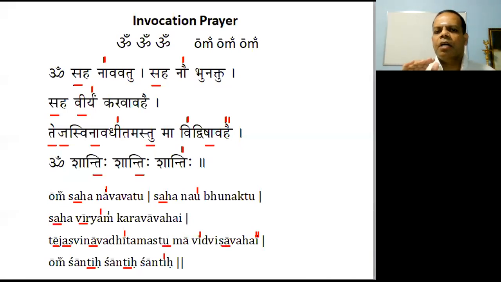Om. Sahanaavavatu. Sa is lower. Sahanaavavatu. Sahano bhunaktu. Like that you chant, but just for information, let's not dwell on it too much. Otherwise, it will turn out to be a Vedic chant class, but I don't want it to be this way. Because there were questions, I thought I would just mention it.